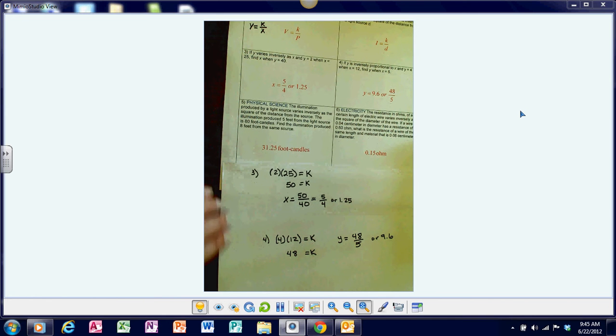For number 5, the illumination produced by a light source varies inversely as the square of the distance from the source. The illumination produced 5 feet from the light source is 80 foot-candles. Find the illumination produced 8 feet from the same source.